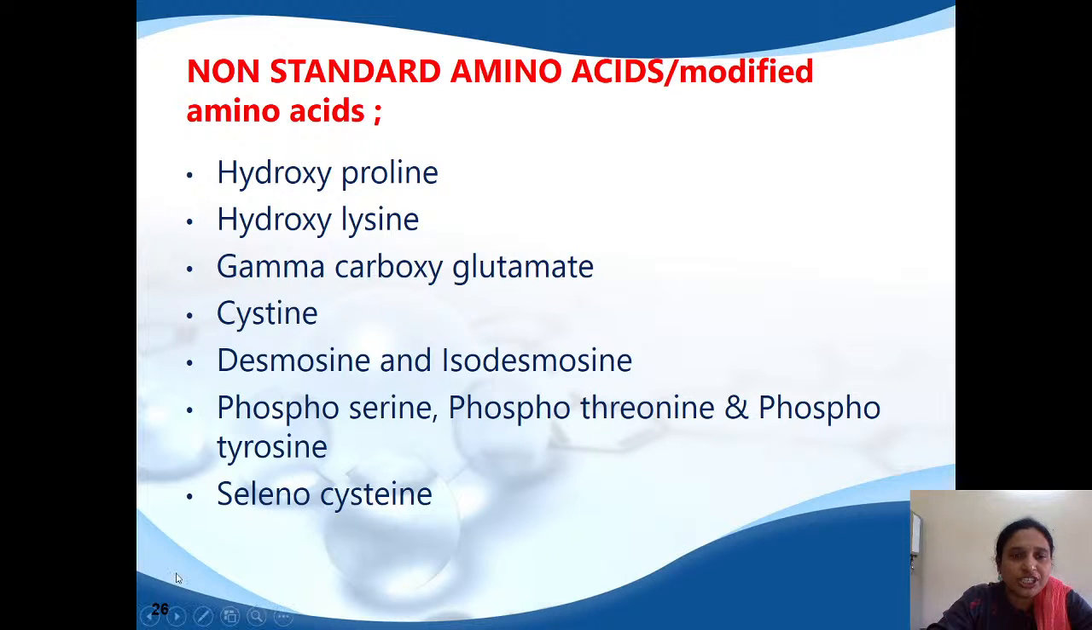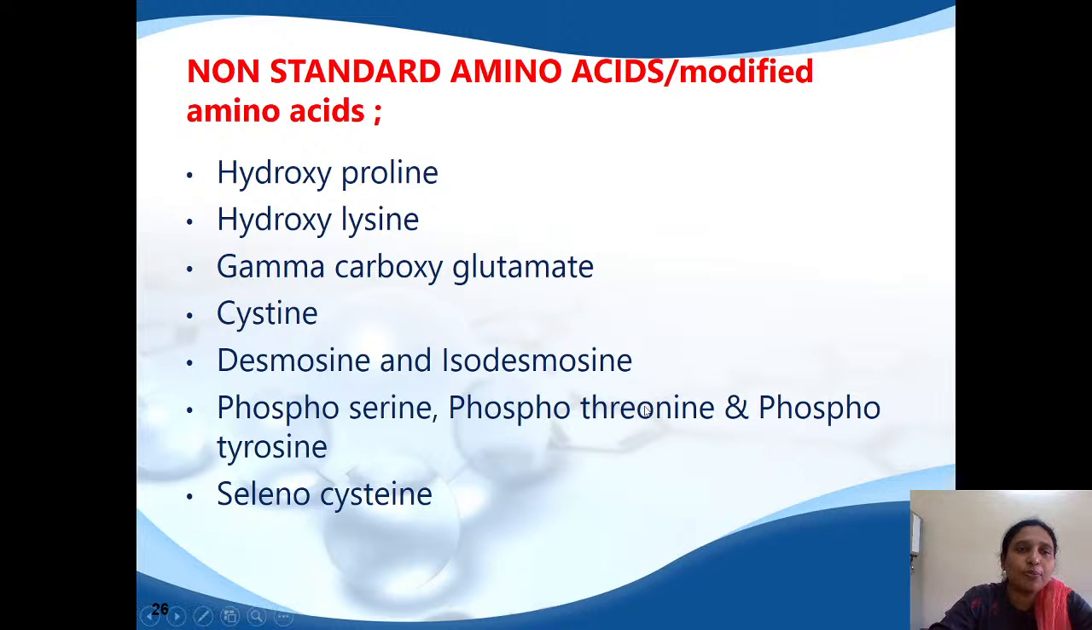Next one, selenocysteine. Okay, here in selenocysteine, selenium replaces the sulfur of the cysteine, and all these are important modified amino acids. Especially selenocysteine is present in the enzyme glutathione peroxidase. Glutathione peroxidase protects the RBC membrane from peroxidation.